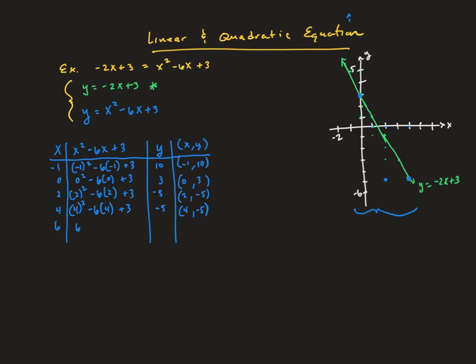But just to throw 6 in here just to make sure, 6 squared minus 6 times 6 plus 3 is going to be 36 minus 36 plus 3 is going to be 3. So I'm going to have 6 comma 3, which is going to put me in 1, 2, 3, 4, 5, 6, 1, 2, 3, right there. And so my equation, when I graph it, is going to look something like this.